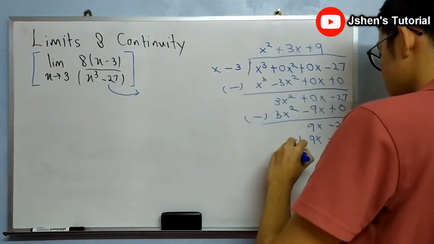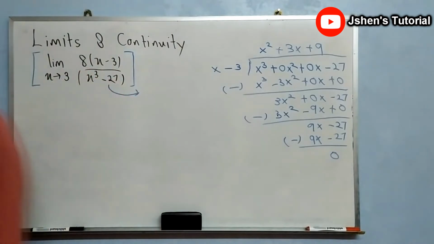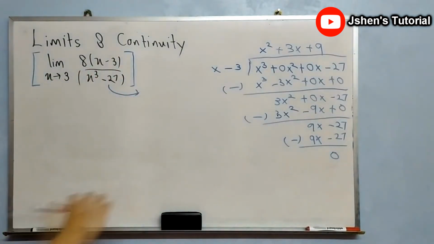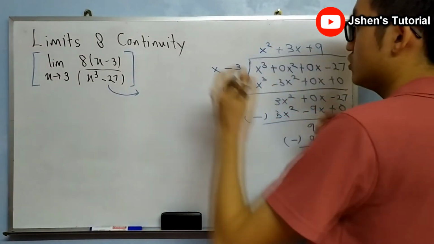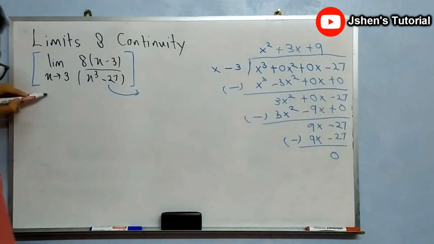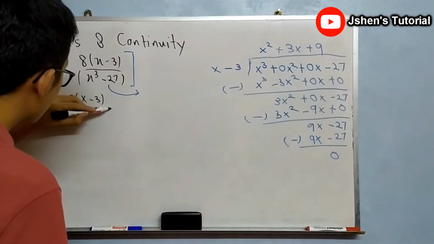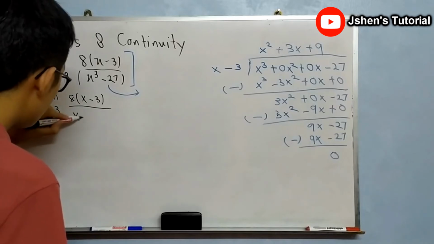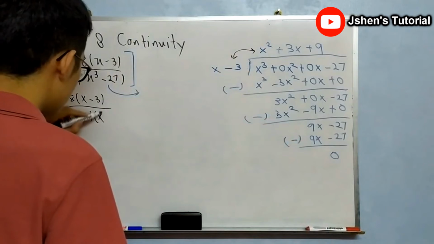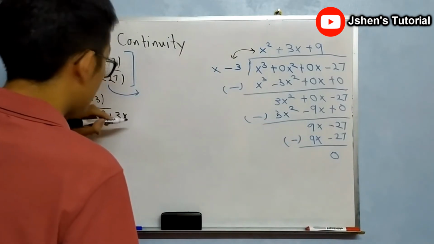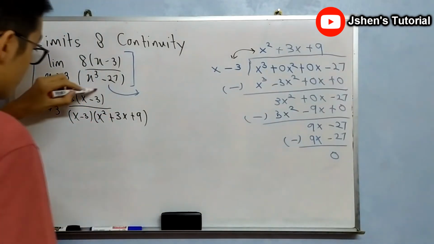Last but not least, it is good to get 0. Now we have split into two functions and we will substitute for x cubed minus 27. After substituting the split function, we can cancel out x minus 3.